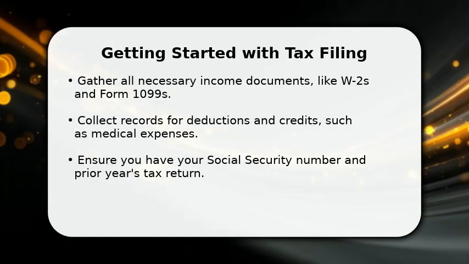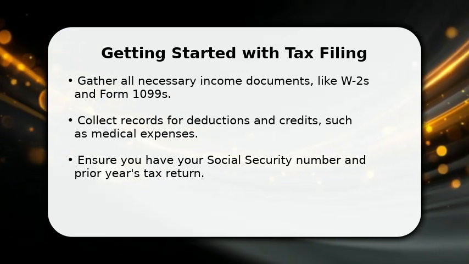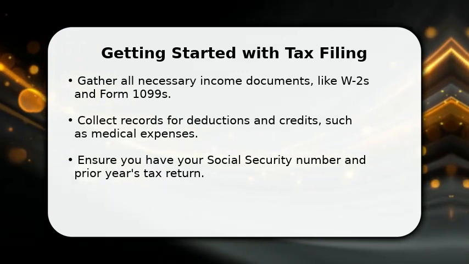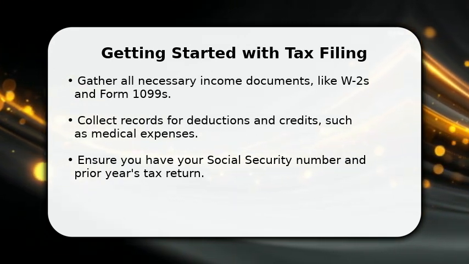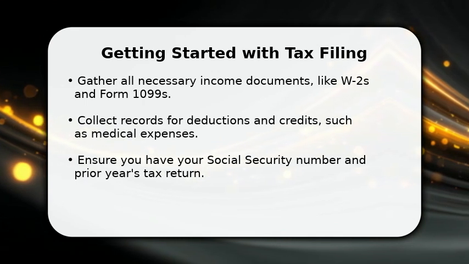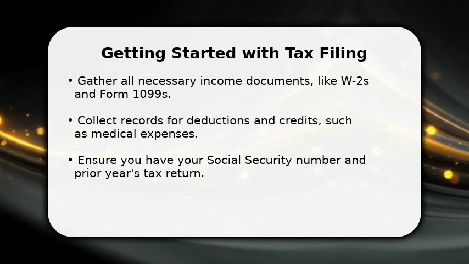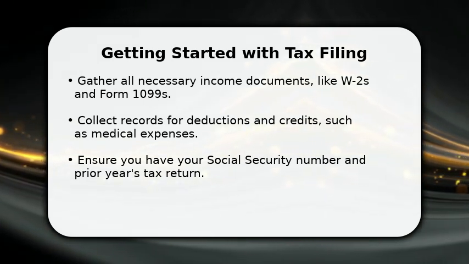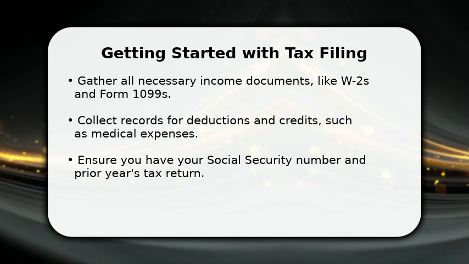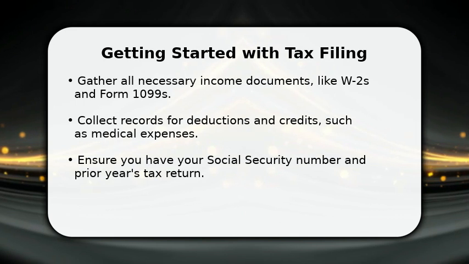In this video, I will explain how to file income tax returns. First, gather all your essential documents. This includes W-2 forms from employers and any Form 1099s for other income. Also, collect records for potential deductions and credits, like student loan interest or charitable contributions. Having your Social Security number and last year's tax return readily available will streamline the process significantly.